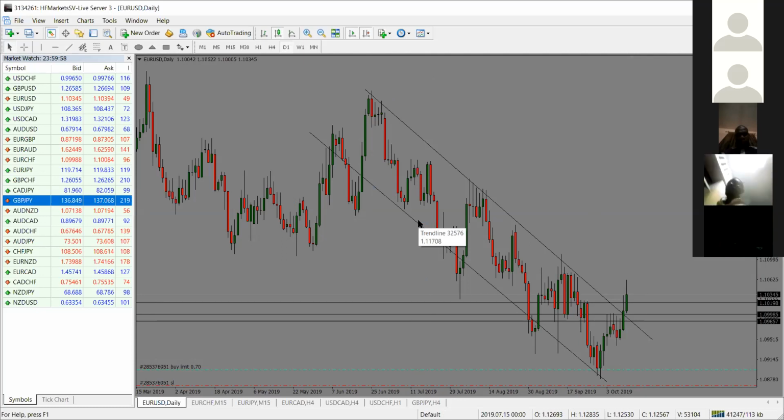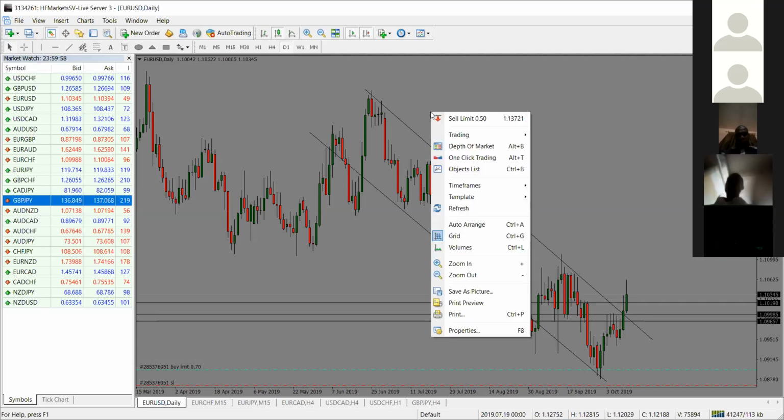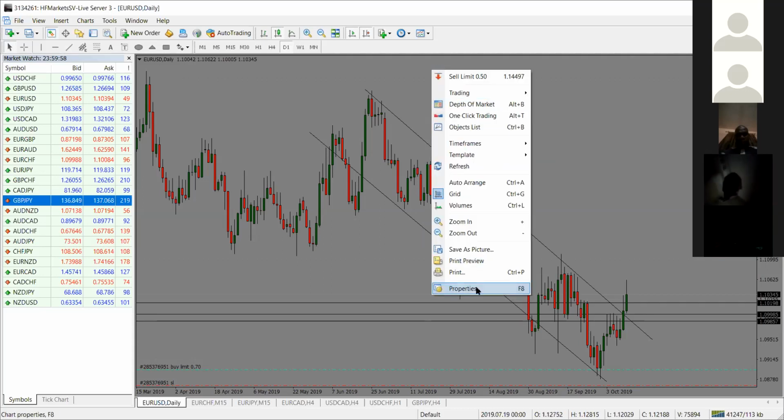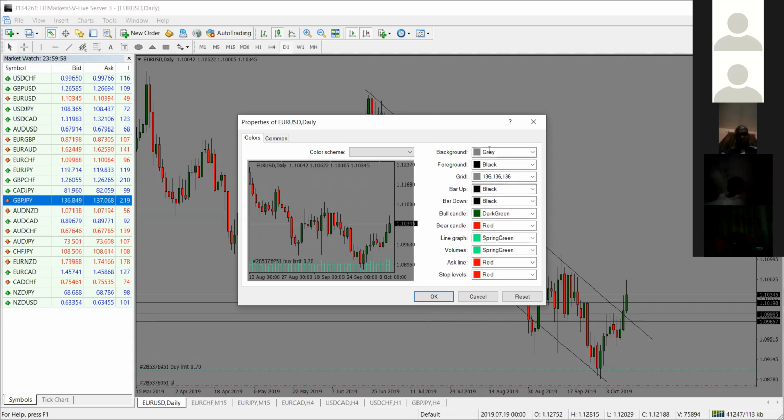That's all. All right. So if I right click on my MetaTrader 4 and click on properties, you can see where I can change background, gray, foreground, black, grid, gray, bar up, black, bar down, black, bull candle, dark green, bear candle, red. That's where you change. You don't have to use my color. Use what you will understand. Even if your buy should be black and your sell should be black, that's what you will understand. Use whatever you will understand. That's the same thing with TradingView.